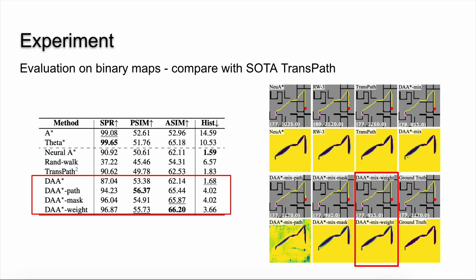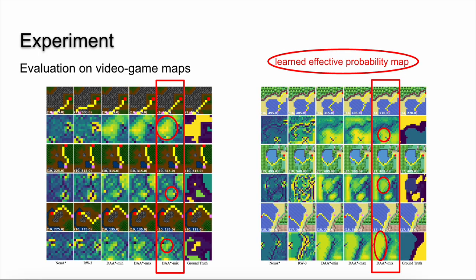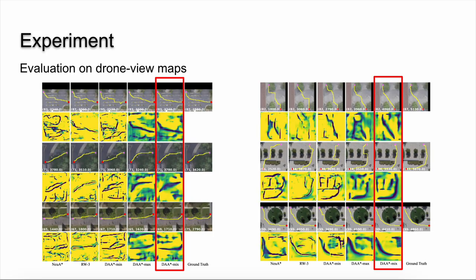Our method also outperforms the state-of-the-art method transpath on the augmented TMPD dataset. This performance improvement also applies to the two video game datasets. Particularly, ours can learn a more sensible probability map for each semantic than neural A* and random walk. It aligns with the ground truth semantic map. It also achieves the best results on real-world drone view maps. We achieve a smoother path without crossing obstacles like buildings and roundabouts.